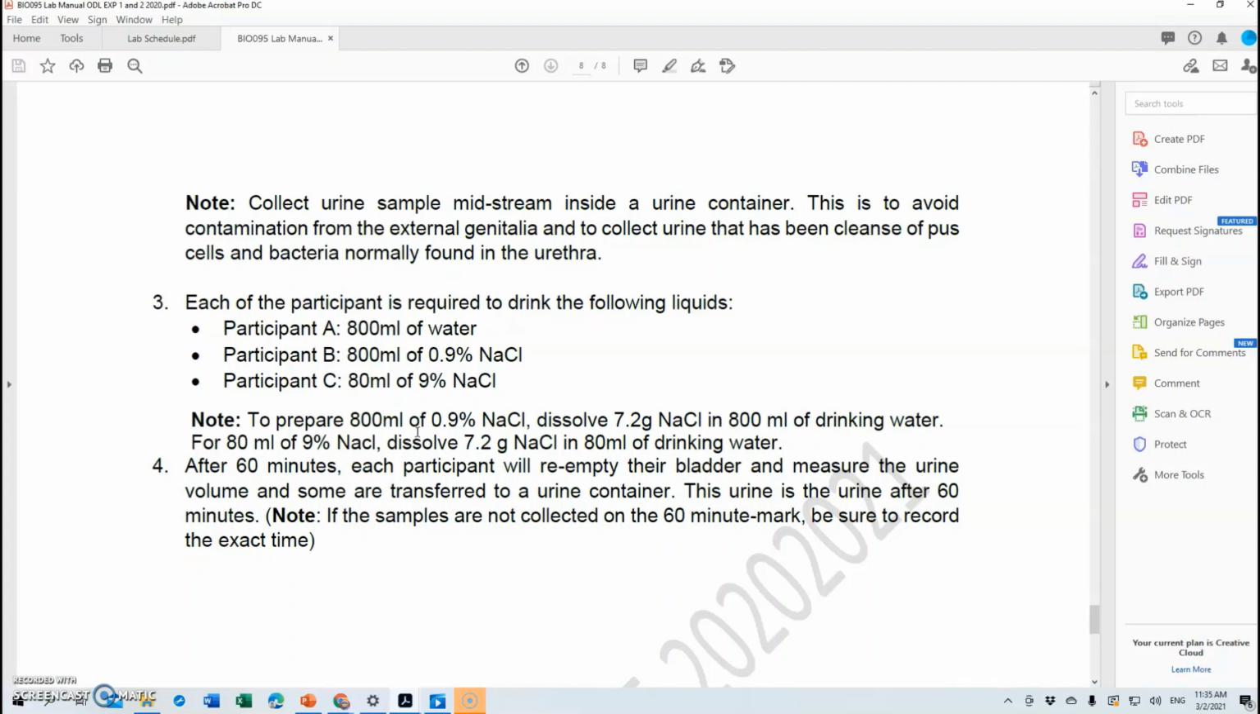So make sure that when you record your results, it must be in a table form and label the table, for example, table 1. What is the title? So you give the title for that table.